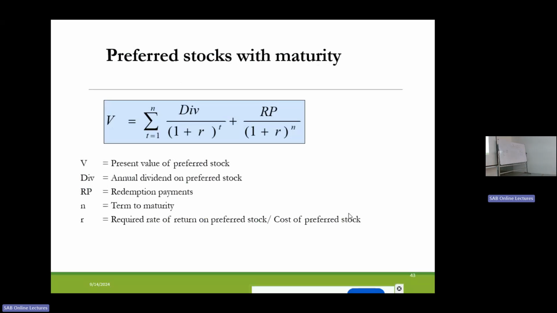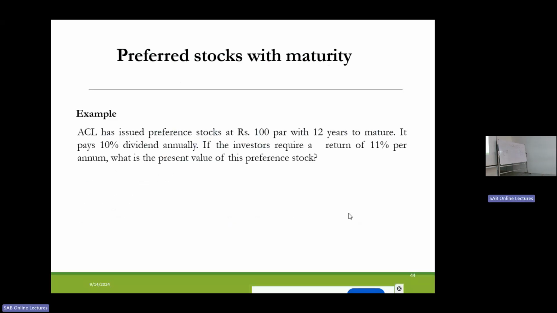That is the redeemable. You can see r here, the required rate of return for the preference shareholders. That's all. So this is the model for calculating intrinsic value if it is redeemable, if it is with the maturity. Now look at this example.